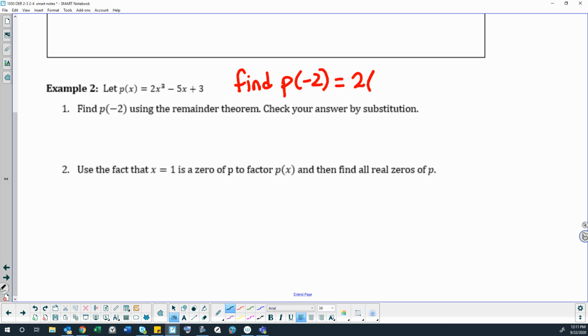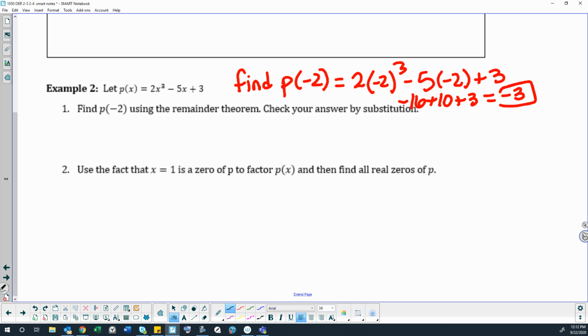So we would have 2 times negative 2 cubed minus 5 times negative 2 plus 3. This would be negative 8, so that would be negative 16, and that would be 10 plus 3, so that would give us a negative 3. There, we found P of negative 2 is negative 3. Not too difficult. We're not bad at doing that. Plug the numbers in, get an answer out, right? Okay, so the remainder theorem is meant to be a shortcut.